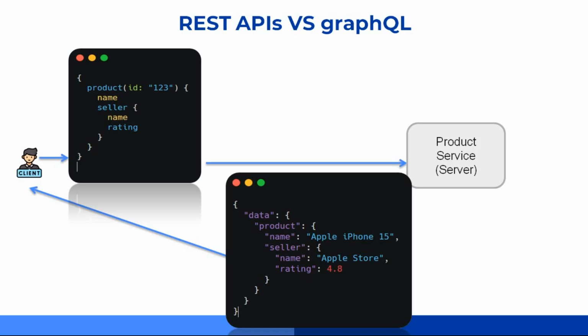In short, REST is like ordering a fixed dish where everything comes by default. And on the other hand, GraphQL is like you choose exactly what you want on your plate. Both are powerful, but GraphQL shines when you need efficiency, flexibility, and real-time performance in modern microservices.